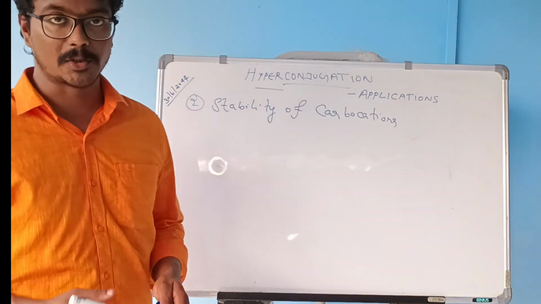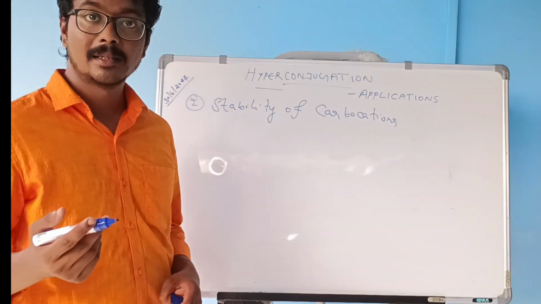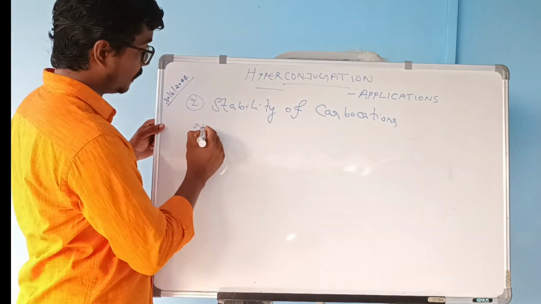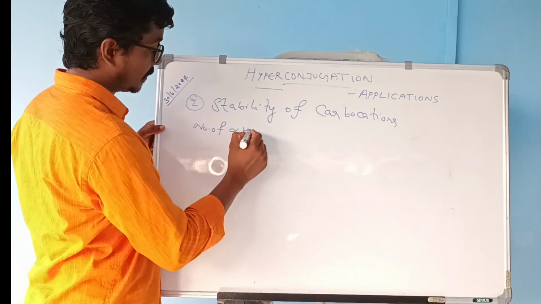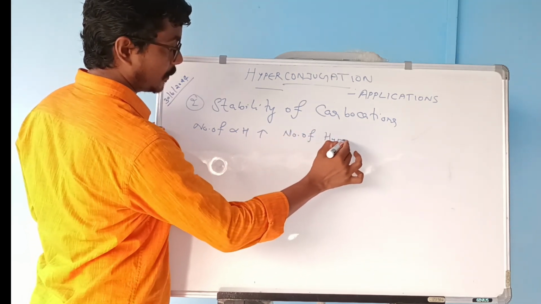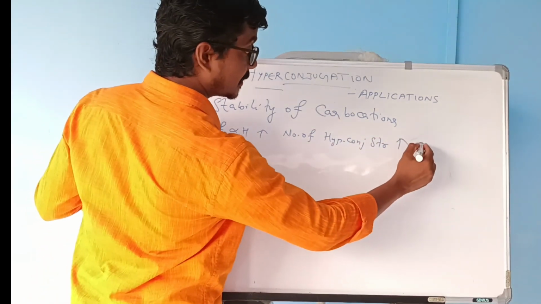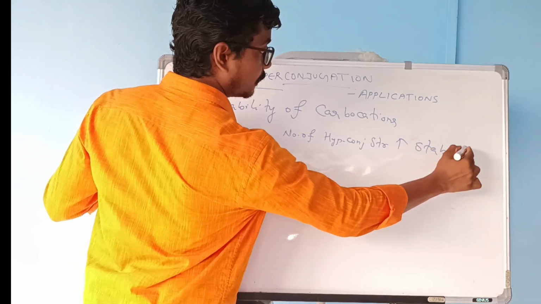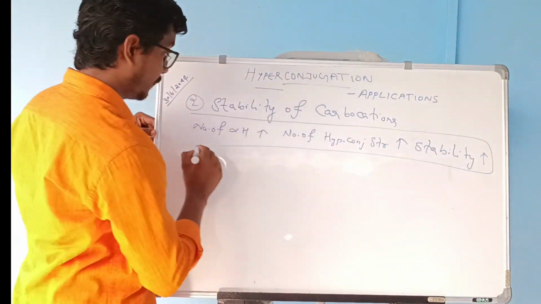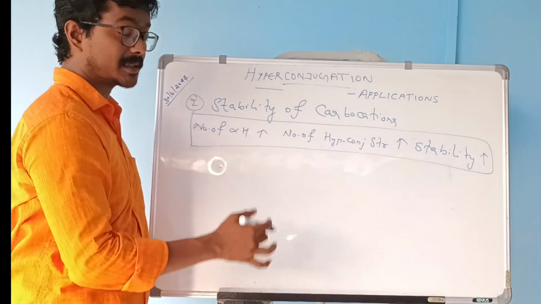Okay. Stability of carbocation. As you all know, when the number of hyperconjugated structures increases, the stability of that particular compound also increases. The same principle is applied here. When the number of alpha hydrogens increases, the number of hyperconjugated structures also increases, and so does the stability. This is the principle behind all this.